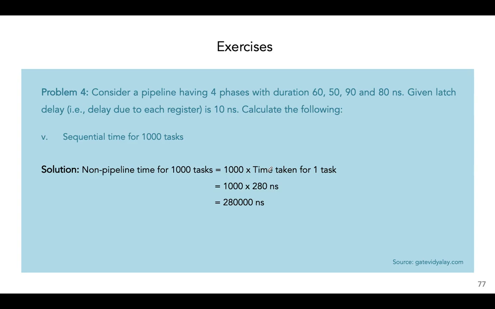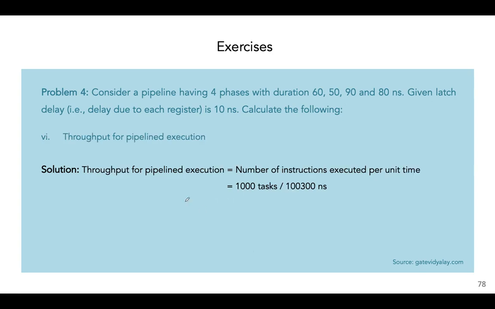So whatever time one task takes, just multiply that with the number of tasks you have in your system, because all of those tasks are going to be executed in sequence. First one is executed, then the second one is executed, then the third one. So whatever time one task takes, multiply that with the number of tasks, and you have time for the 1000 tasks.